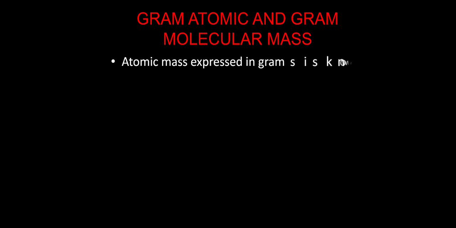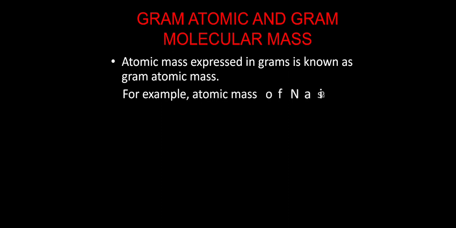So let us move into our last topic, that is gram atomic and gram molecular mass. Now atomic mass expressed in gram is known as gram atomic mass. So in a very simple way, if you replace the U and put G, grams, in any atomic weight, when you say gram atomic weight, that is nothing but gram atomic mass.